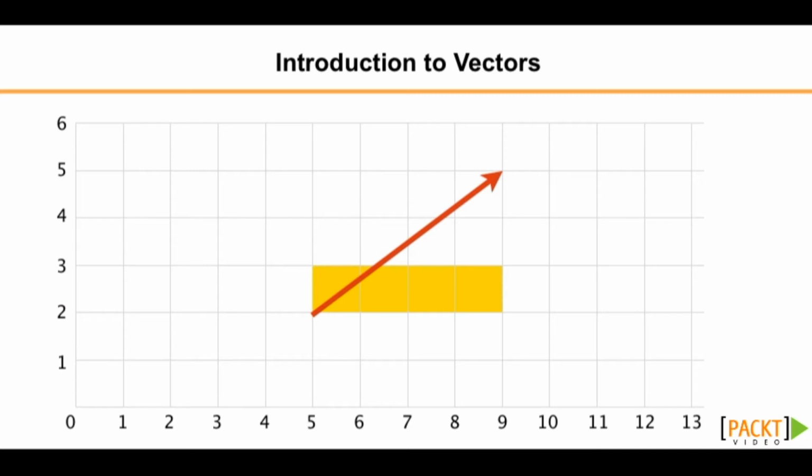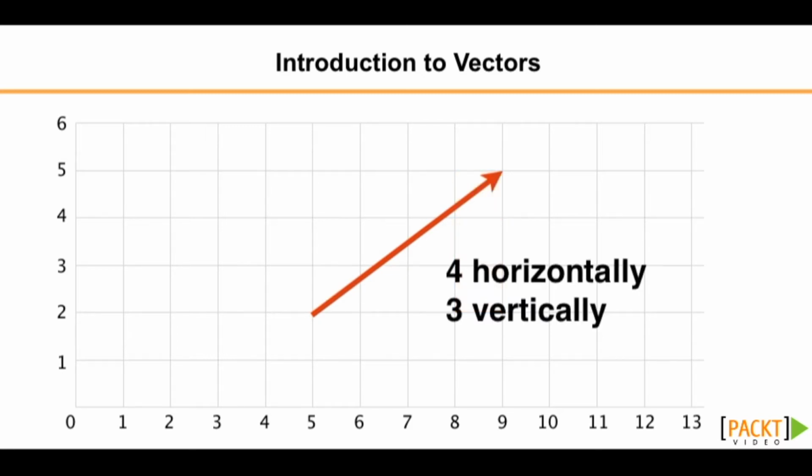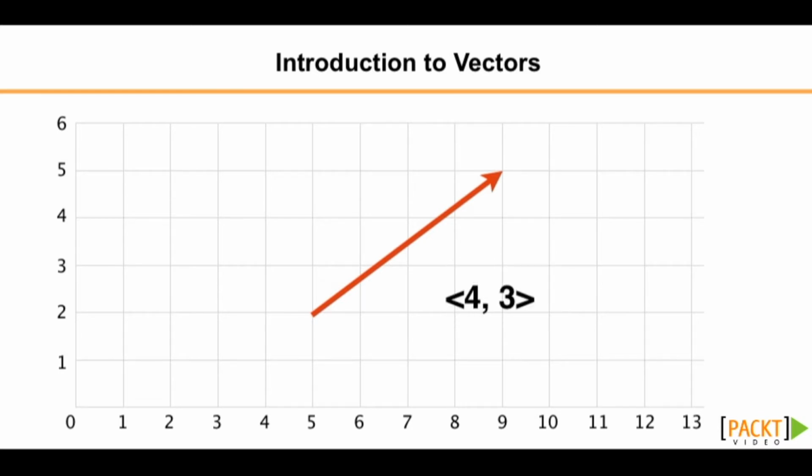So in this particular vector, we can see that it goes 4 positions to the right and 3 positions up. Another way to say it would be 4 horizontally and 3 positions vertically. And here's another 4 positions in the x-axis and 3 in the y-axis. Now, this is a normal way of expressing that. Both numbers are positive. That means that it goes to the right and up.